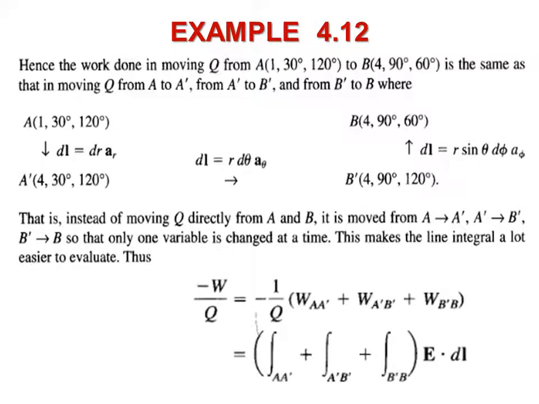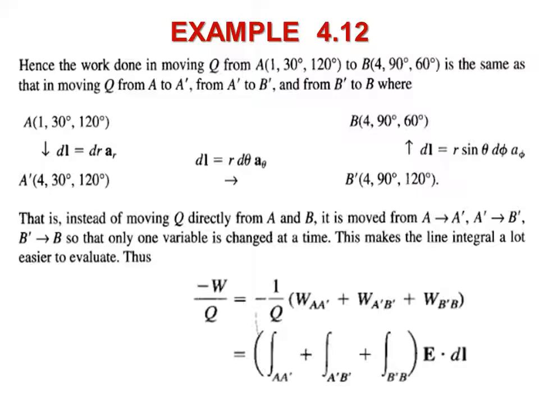Hence, the work done in moving Q from point A to point B is the same as that in moving Q from A to A dash, from A dash to B dash, and from B dash to B, where A has coordinates 1, 30 degrees and 120 degrees. So what we do is we transform them into A dash, and then B to B dash using the formulas. So instead of moving Q directly from A to B, it is moved from A to A dash, A dash to B dash, and B dash to B, so that only one variable is changed at a time. This makes the line integral a lot easier to evaluate.